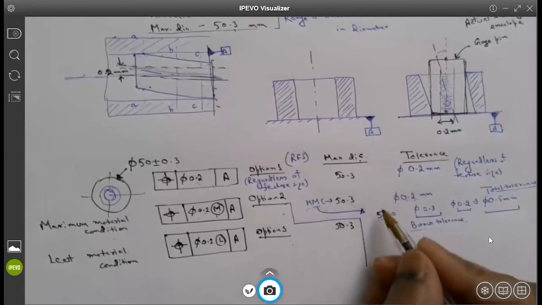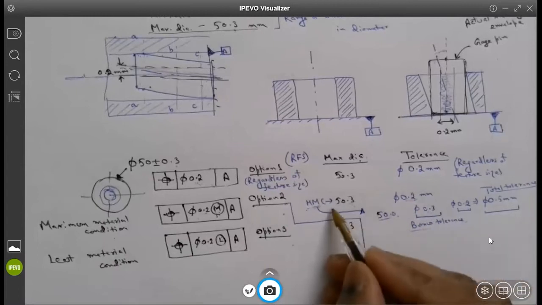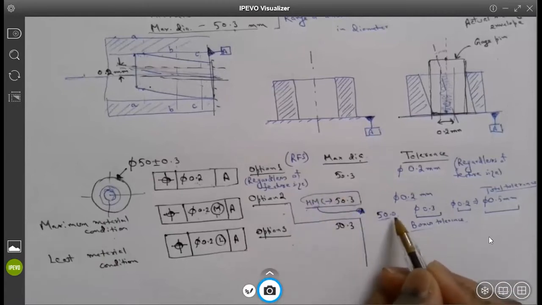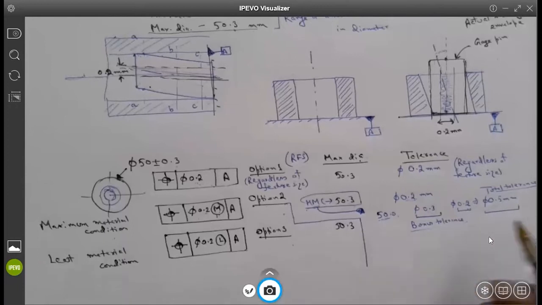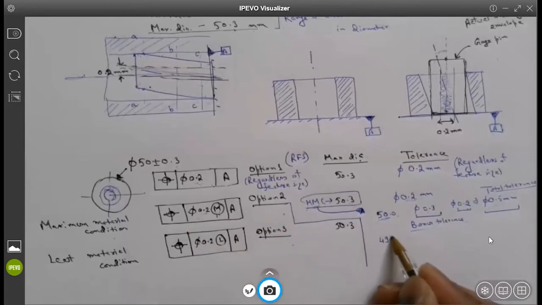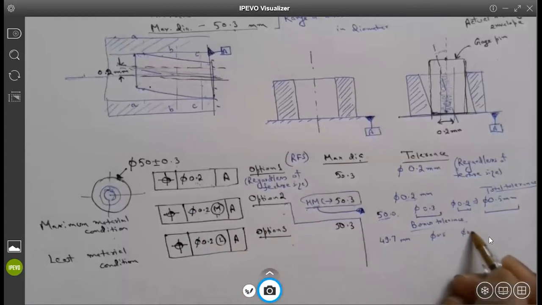So this is not MMC. This is deviation from MMC. If I am at 50 millimeters, that means I have deviated from my MMC. This is my MMC. This is not MMC. This is a deviation from MMC by 0.3 millimeters. So that 0.3 millimeters gets added to the tolerance of 0.2 to get a total tolerance of 0.5. That is called the bonus tolerance. If the part is fabricated at 49.7 millimeters, then the bonus tolerance would be 0.6 added to 0.2. So that will be the total tolerance zone that is acceptable to the designer.